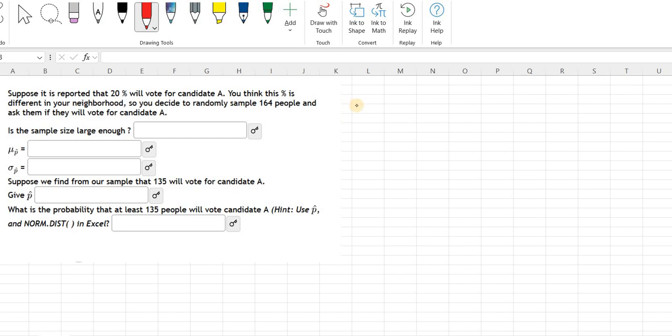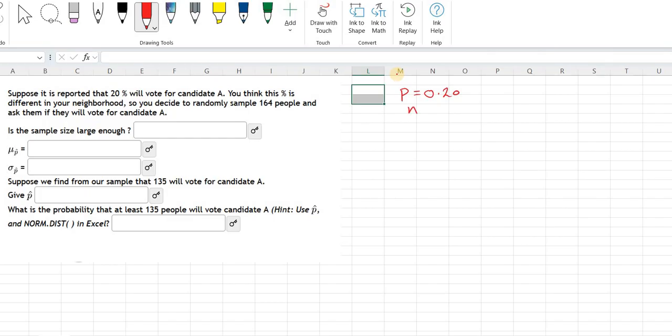Let's look at this question. Suppose it is reported that 20% will vote for candidate A. Immediately we can tell that the population proportion is 20%, or 0.20. You think this percentage is different in your neighborhood, so you decide to randomly sample 164 people.